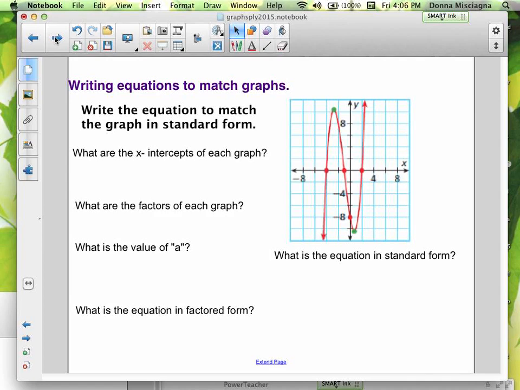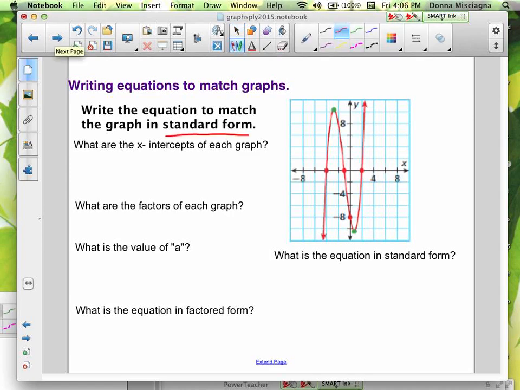Now this time we're going to put it in standard form. Okay? So notice it says write the equation to match the graph in standard form. All right, which means it's not going to be in factored form. We're going to multiply that out.